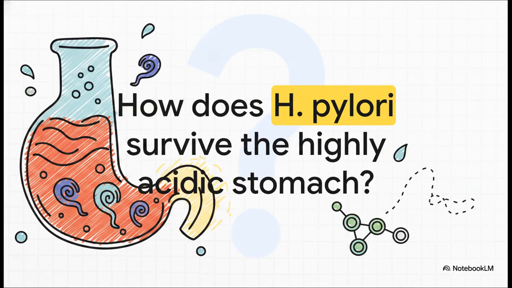Let's pause for a rapid-fire knowledge check straight out of your textbook. For a really long time, scientists actually thought the stomach was totally sterile just because of its extreme acidity. So how exactly does Helicobacter pylori manage to survive, let alone thrive, in that harsh gastric environment? Think about it for a second.